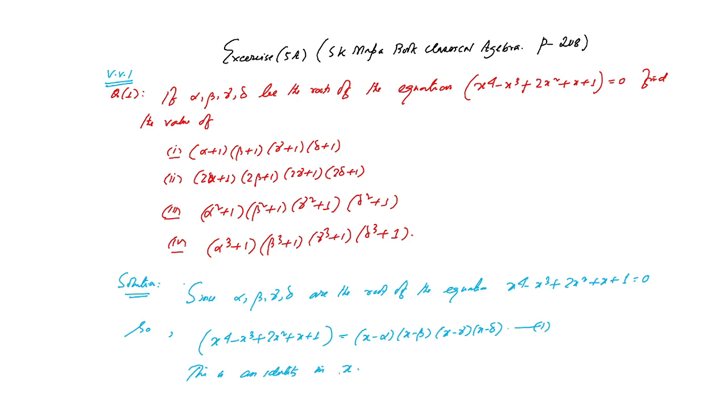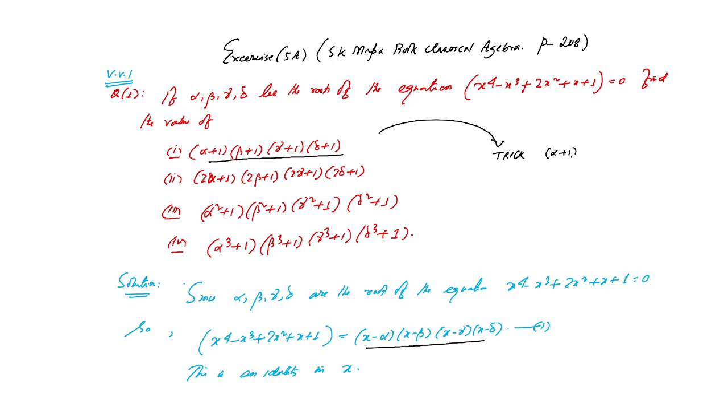Now we come to the problem. We will find out the value of alpha plus 1 and beta plus 1 and gamma plus 1 and delta plus 1, that product value. Now the simple thing is how these will be alpha plus 1, beta plus 1, gamma plus 1. Just take one factor. So here the trick is for the first one.